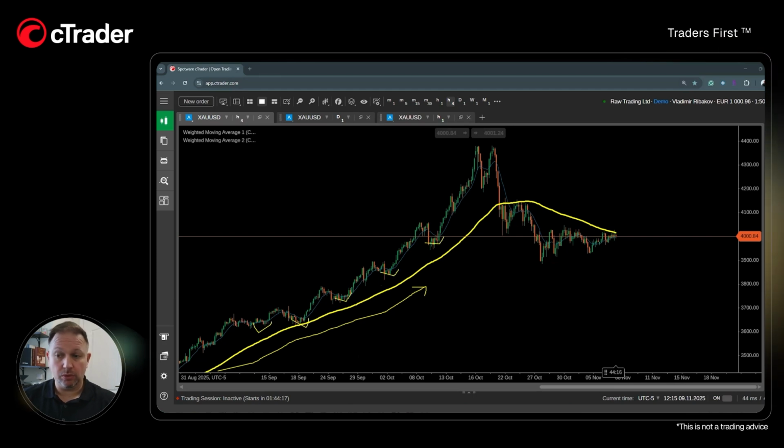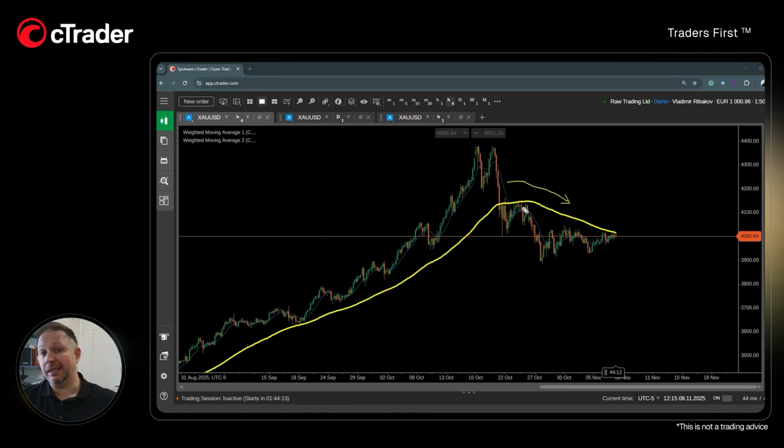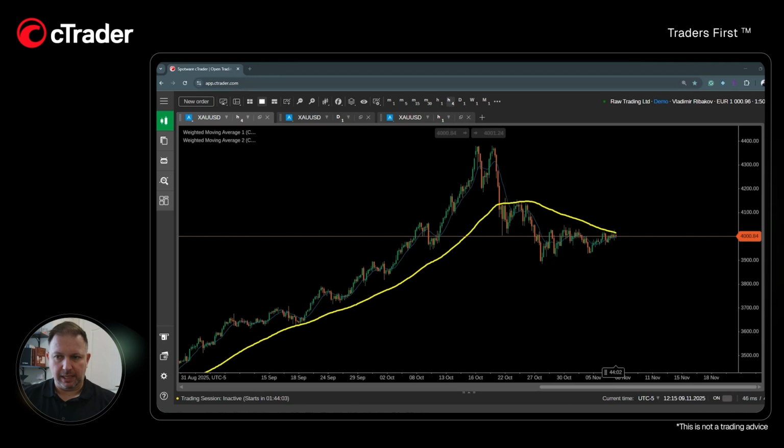It's your time to go and look for the buys, and the opposite way around, when the price is below the broader, the bigger moving average, then every time it goes above the small moving average, look for the sell opportunity.